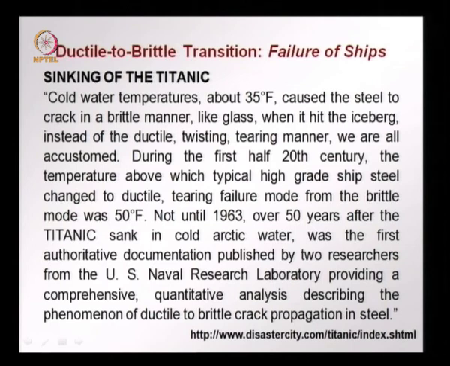Now, these are some quotes regarding famous failures that can be attributed to ductile to brittle transition. This is a quote from this link given here, disastercity.com, on the sinking of the Titanic. I will let you read through it. Basically what it says is that when the Titanic failed, there was not enough knowledge about this ductile to brittle transition.